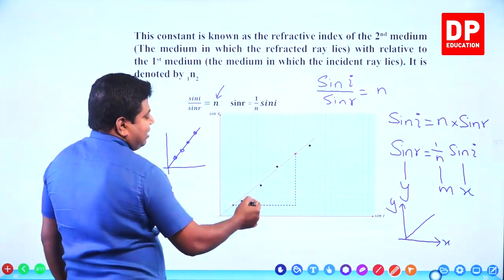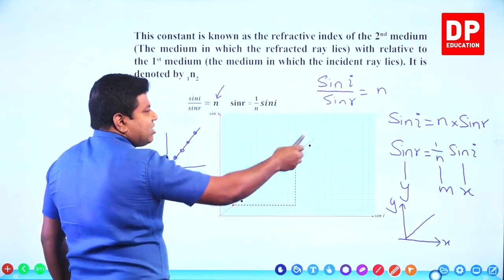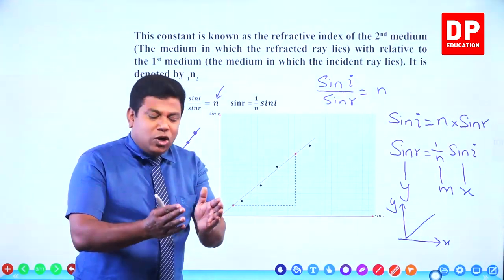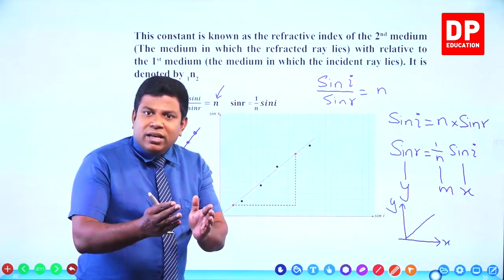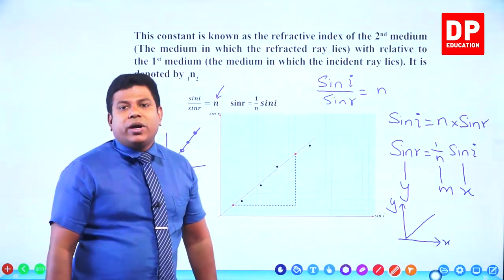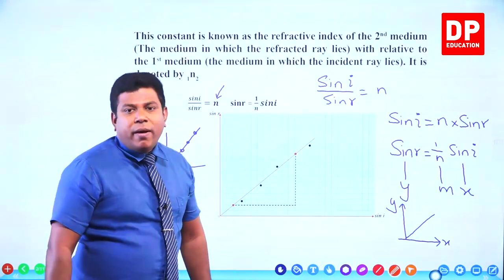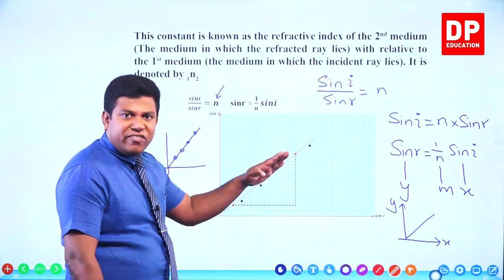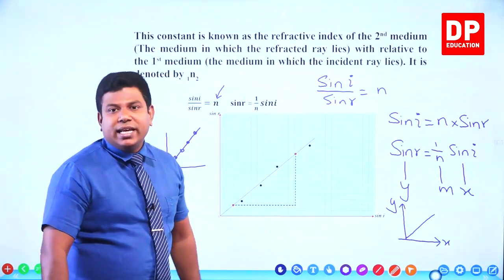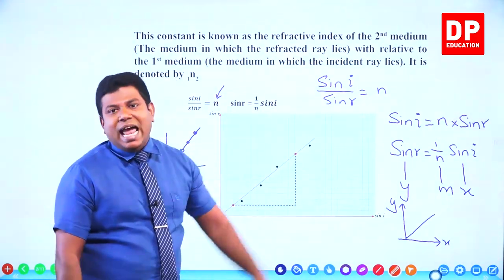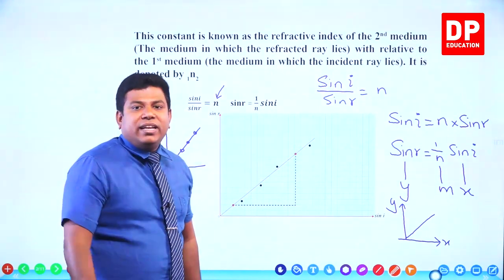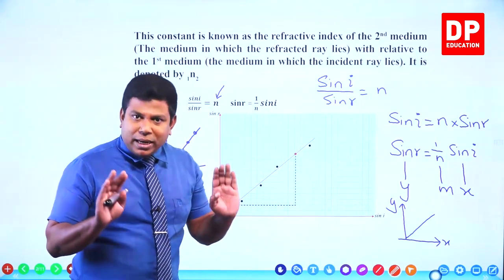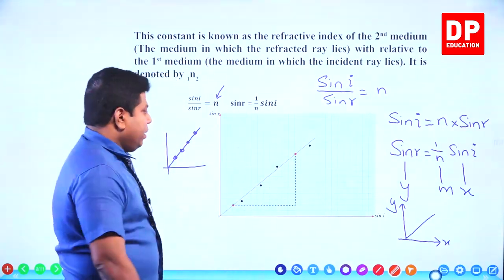So, when you get points like this, draw a line of best fit. Line of best fit means the straight line you can draw with those points being closer to most of the points. I will call it line of best fit. So, we'll draw the line of best fit. Then, from the line of best fit, we will take the gradient. From the gradient, we will find N. N is what? The refractive index of the second medium compared to the first medium. This is what the practical is about. Okay.